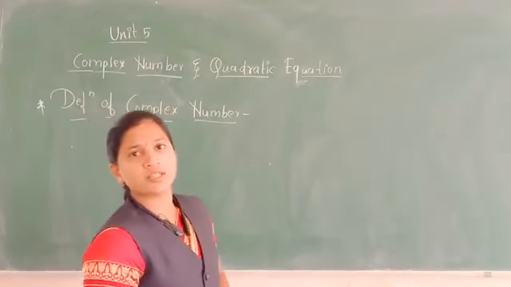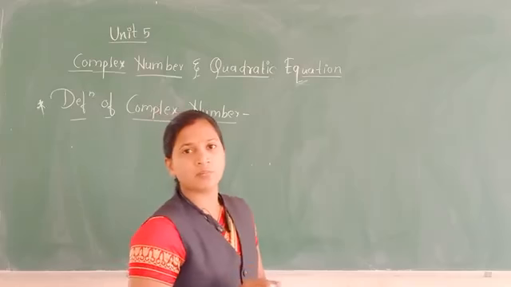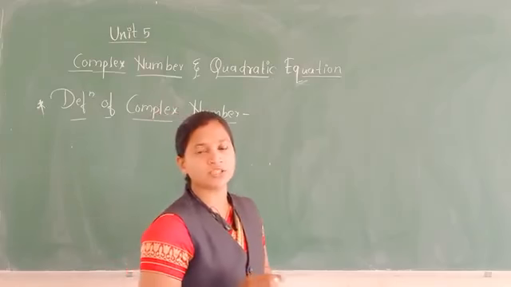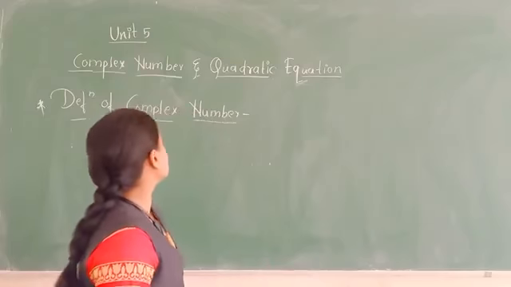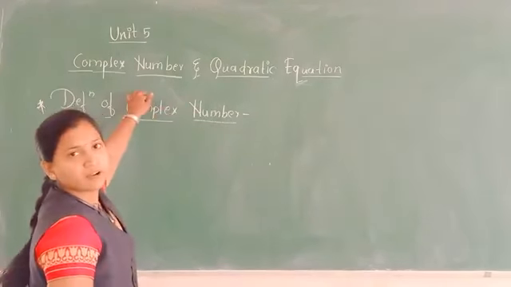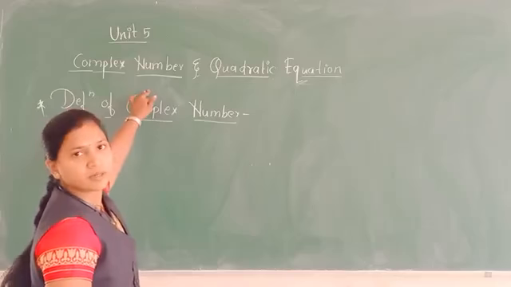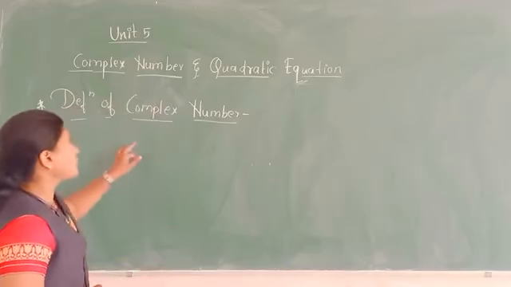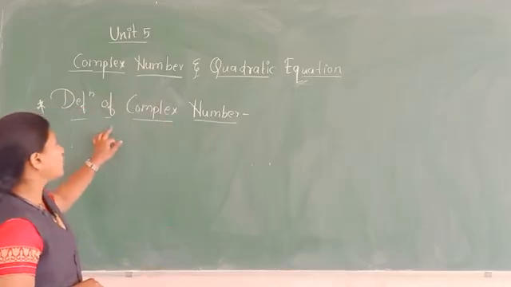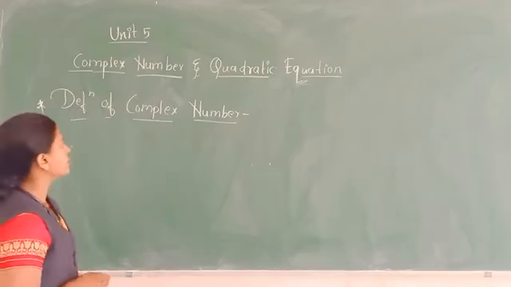You know that there are natural numbers, real numbers, rational numbers, irrational numbers, integers. Likewise, one type of number is the complex number. First of all, I am going to discuss the definition of a complex number. What is meant by a complex number?